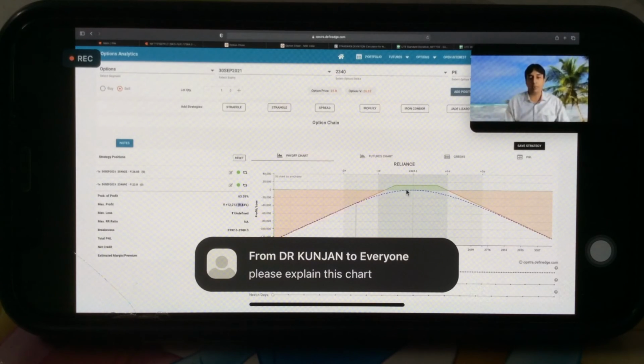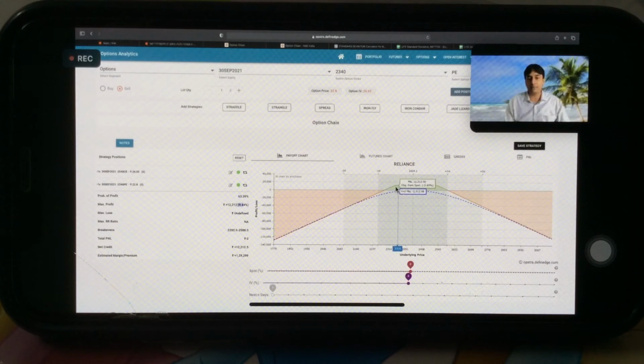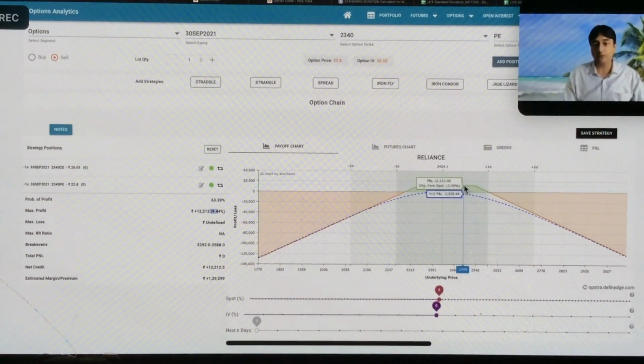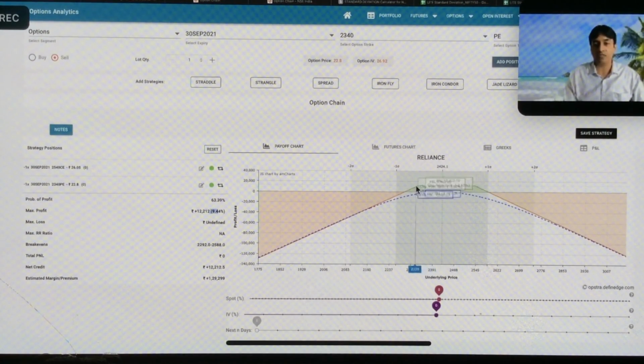So this is called as payoff chart, right? So you can see if it expires between 2340 to 2540, you can see the profit is 12,200, it's constant, and your break even is 2290, right? This line is for loss. The red color shows loss, green color shows profit. So if it goes below 2290, you will start on the expiry day, you will start making losses.